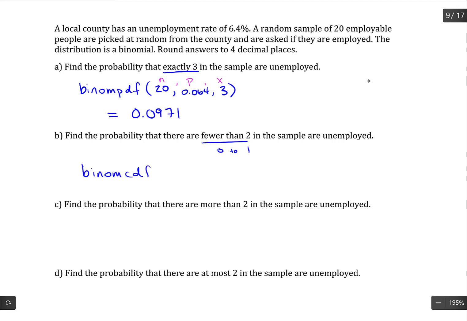So binom CDF takes 3 inputs, again, n, p, and x, and the number of trials is still 20, probability of success is still 0.064, but x is the value that I want the counting to stop with. So it would start with x equals 0, feed that into binom PDF and get that probability. Then it would take x equals 1, feed that into binom PDF, and add that with the total that it has so far. So this will do exactly what I want in one statement.